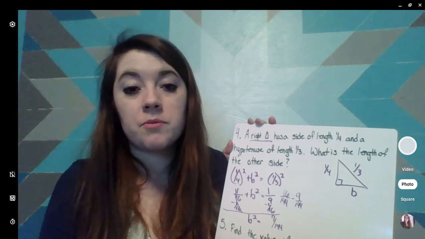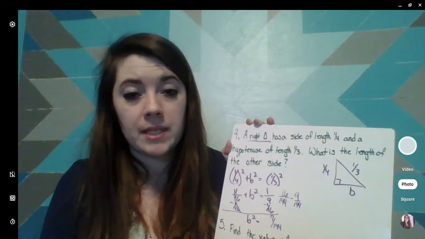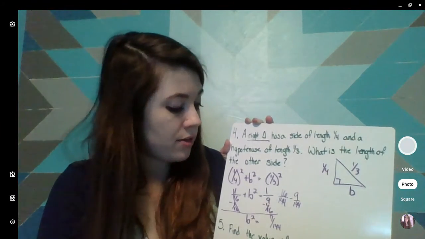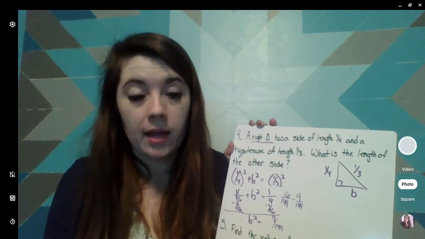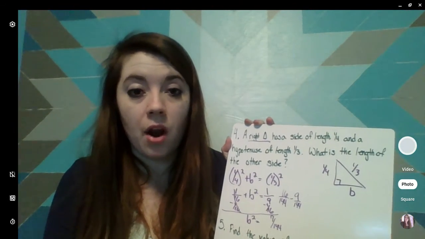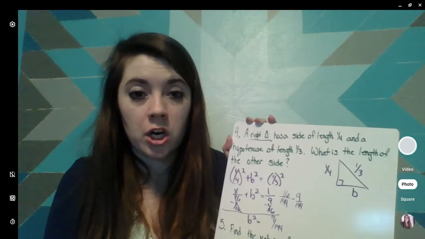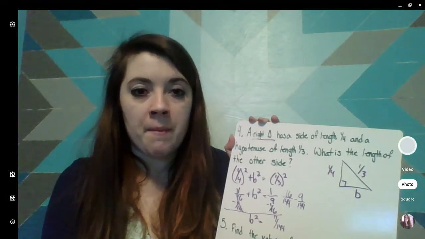So remember, when subtracting fractions, you have to have a common denominator. You can't just do 1 minus 1 and get 0 on that. The denominators are completely different, so that alters the problem. So make sure that you have common denominators to subtract.